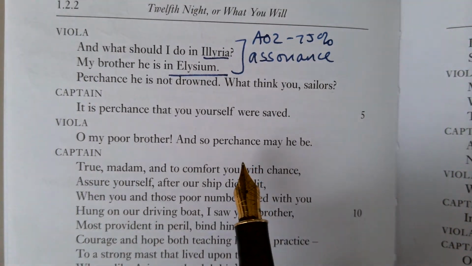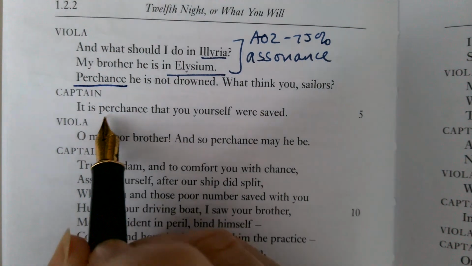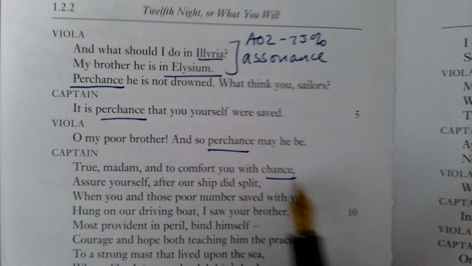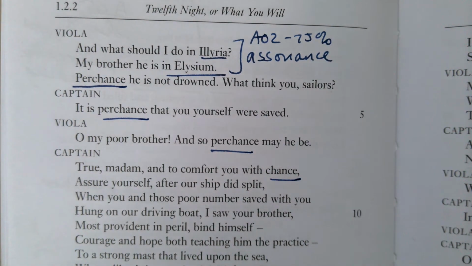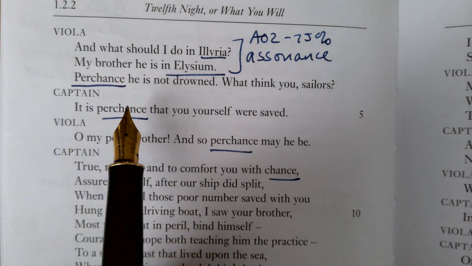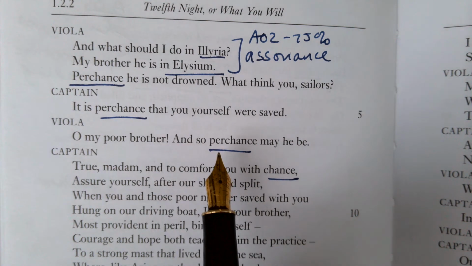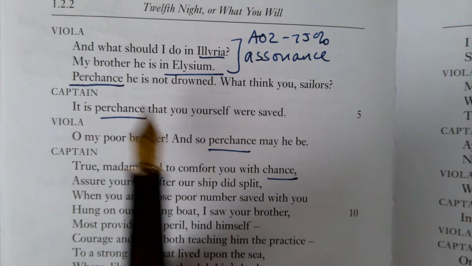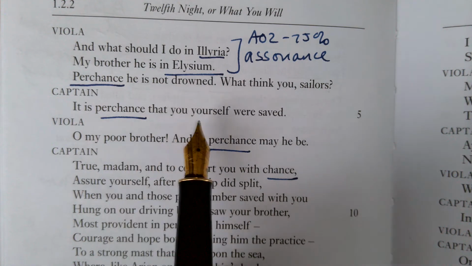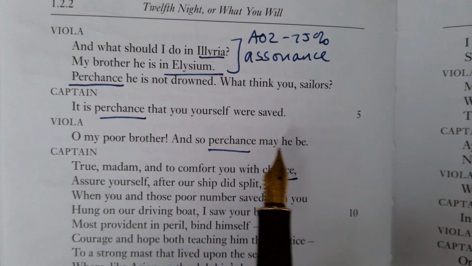And then she says, perchance he is not drowned. How many times are we going to see that perchance come up? 1, 2, 3. And then not quite a perchance, but a chance here. And so we get this word perchance being used here as perhaps, but here as in hope. And then Viola basically uses both meanings here. Perhaps he is not drowned. It is chance that you were saved, but maybe, perhaps, and with chance, he might have been saved.